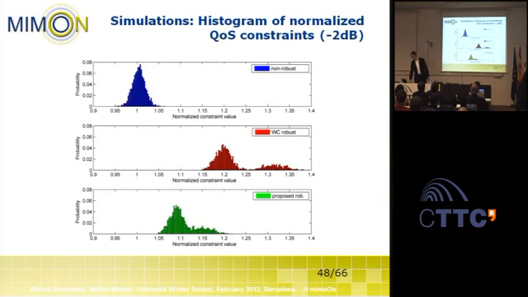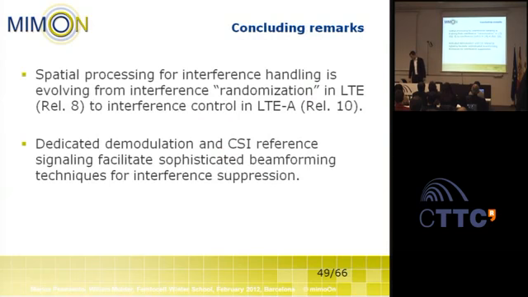So we see here for the non-robust design that sometimes the constraints are satisfied in this area, but also sometimes the constraints are violated. This is due to the lack of robustness and due to the channel mismatch. In our approach, we see that all constraints are in fact always satisfied. So with this, I want to conclude my presentation.